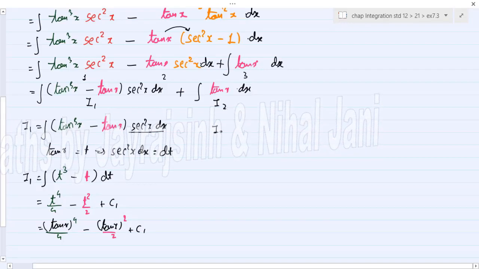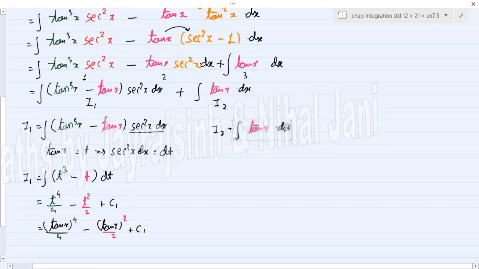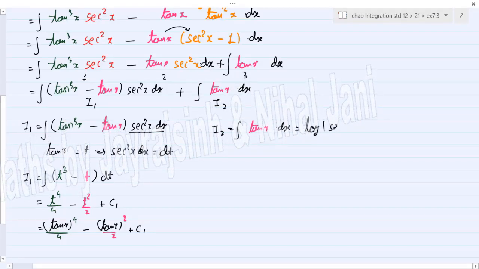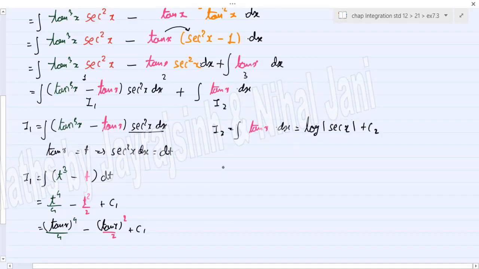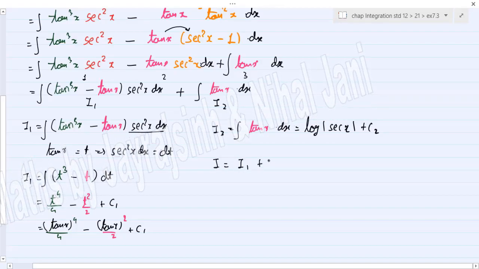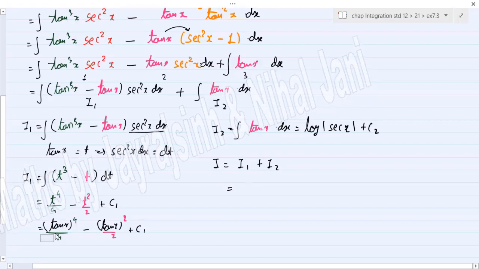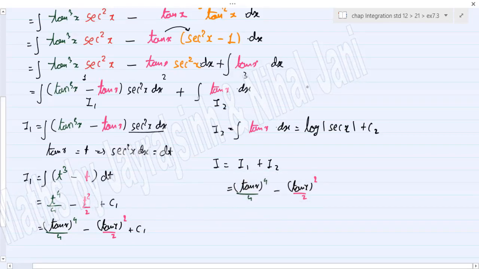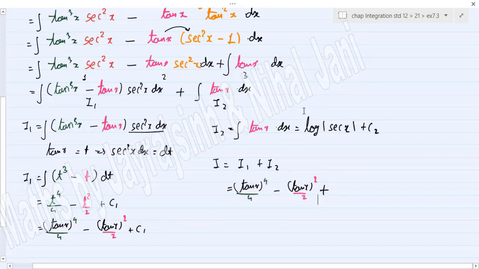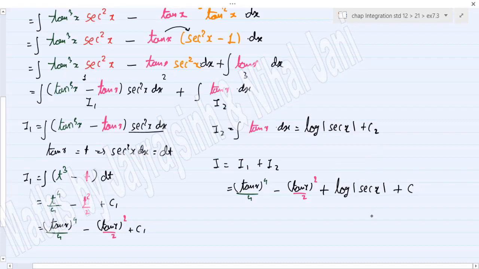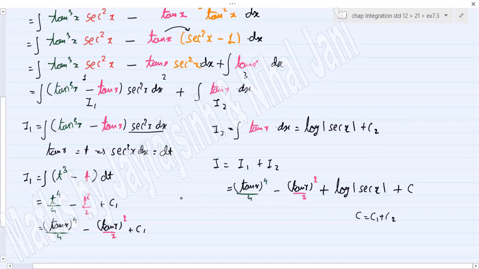Now it's time to integrate our I2, which is the integration of tan x, log mod sec x plus c2. So our original question I, which is equal to I1 plus I2, will be the value of I1, which is tan x raised to 4 by 4 minus tan square x by 2, plus the value of I2, which is log mod sec x plus c, where c is c1 plus c2. So tada! This is your final answer.